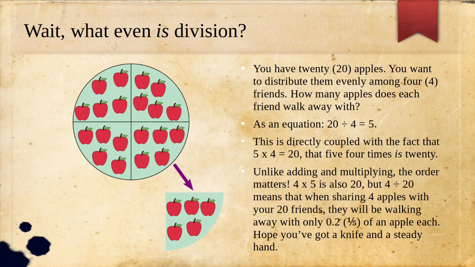This is directly coupled with the fact that 5 times 4 is 20, or to say it another way, that 5 4 times is 20. The order of division matters, unlike the situation with addition and multiplication. 4 times 5, or 4 5 times, is also 20, but 4 divided by 20 means that when sharing 4 apples with your 20 friends, they'll be walking away with only 2/10 or 1/5 of an apple each. Hope you've got a knife and a steady hand.